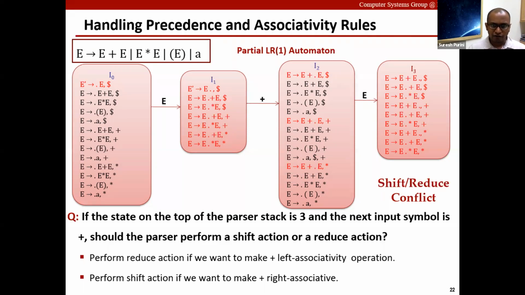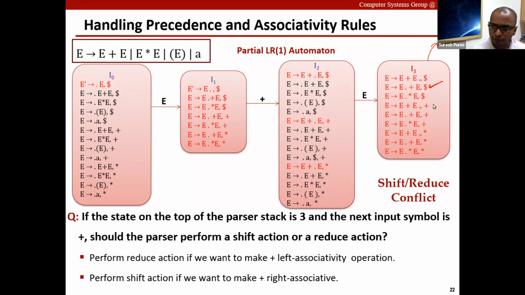And then we can understand a few things here. Let's say we are in state 3, and the next input symbol is plus. If you take a look at this LR1 item, what it tells us is to shift the plus symbol onto the stack and go to some other state. This LR1 automaton is not complete, but if you complete it, we will know that it is possible for us to shift plus onto the stack and go to some state.